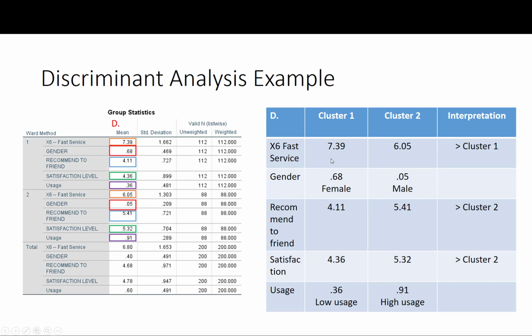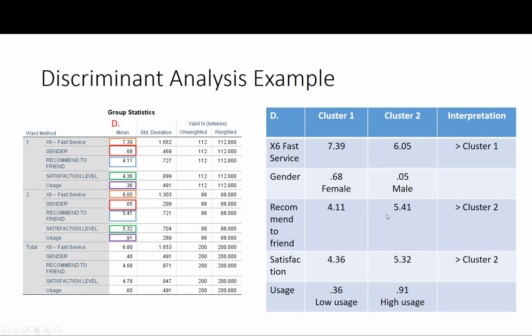So, in terms of fast service, people who score higher on fast service are likely to be members of Cluster 1. Cluster 1 is also more likely to be female, noting that gender is coded as 0 and 1, so males are closer to 0 and females are closer to 1, or are 1. So here we see 0.05, closer, more likely to be male, 0.68, more likely to be female.